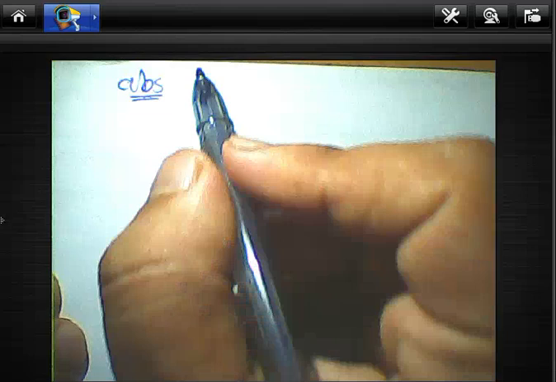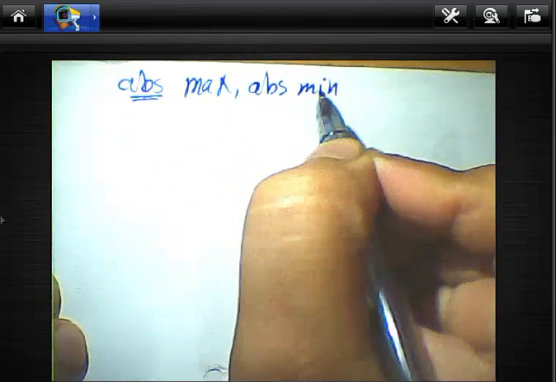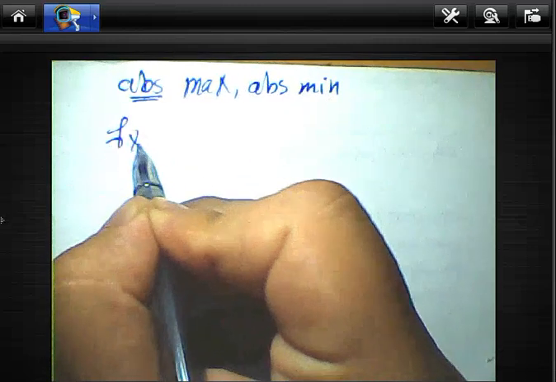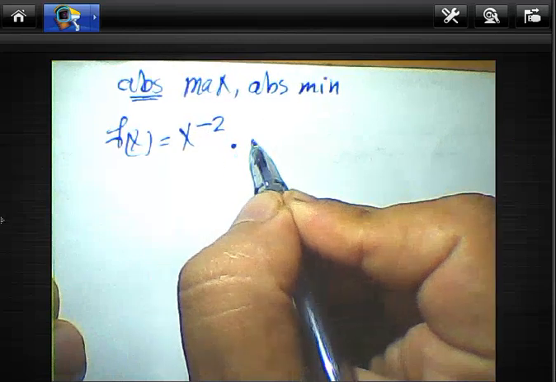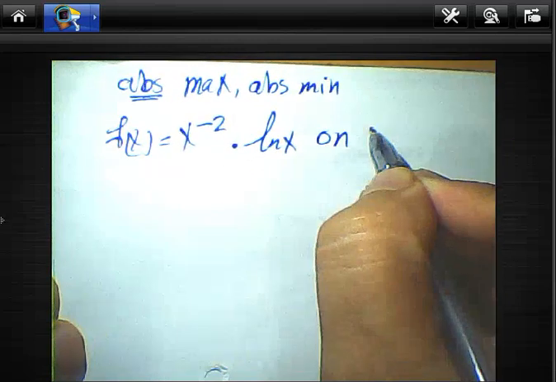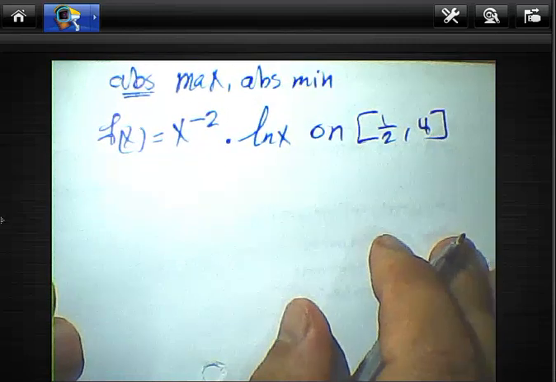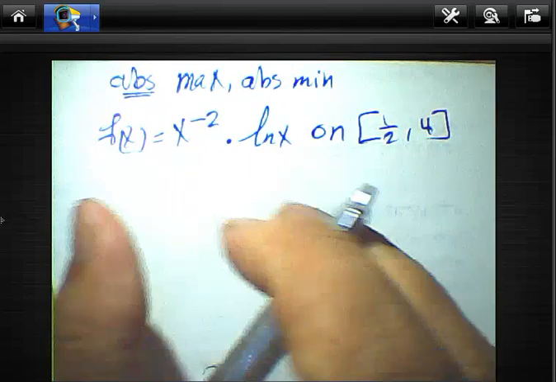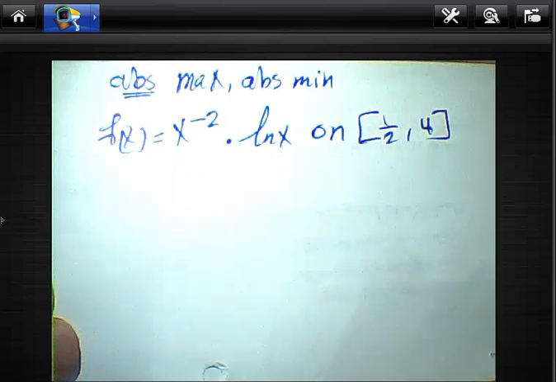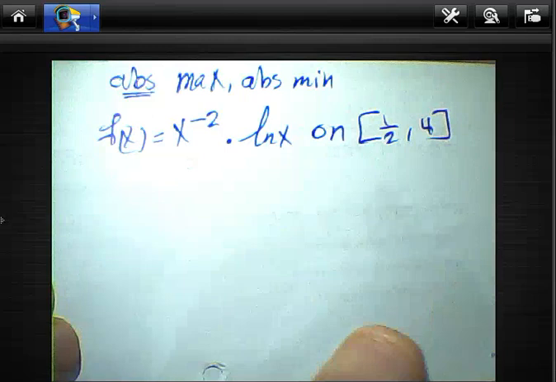Now we will complete our question about absolute maximum and absolute minimum of a function. Let's look at this example: f of x equals x to the power negative 2 multiplied by ln of x, on the interval [1/2, 4]. Can you solve it? First, we want to find the critical number. You must find the derivative of this function and then set the derivative equal to 0 to find the value of x. The value of x will be the critical number.